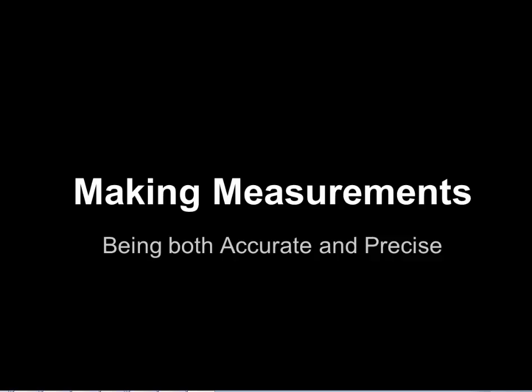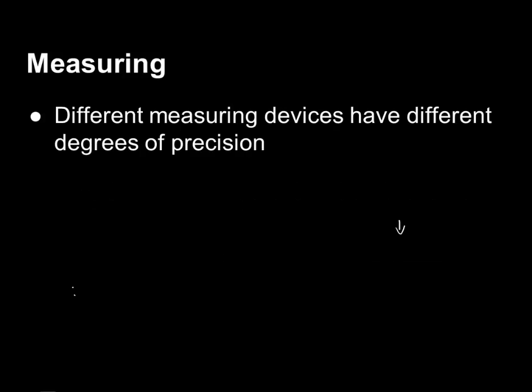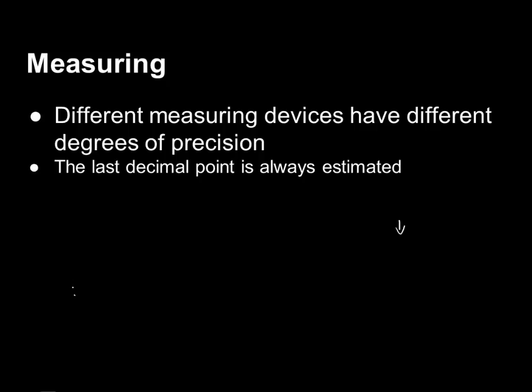But I want to get a little bit more in depth on that and focus on how we know if a measurement is accurate, if it's precise, and what the difference is. So if we take a look at measuring, different measuring devices have different degrees of precision, and all I mean by that is they have different numbers of divisions on them, and so those divisions determine how many decimal points we have in our answer. The more decimal points we have in our measurement, the more precise it is.